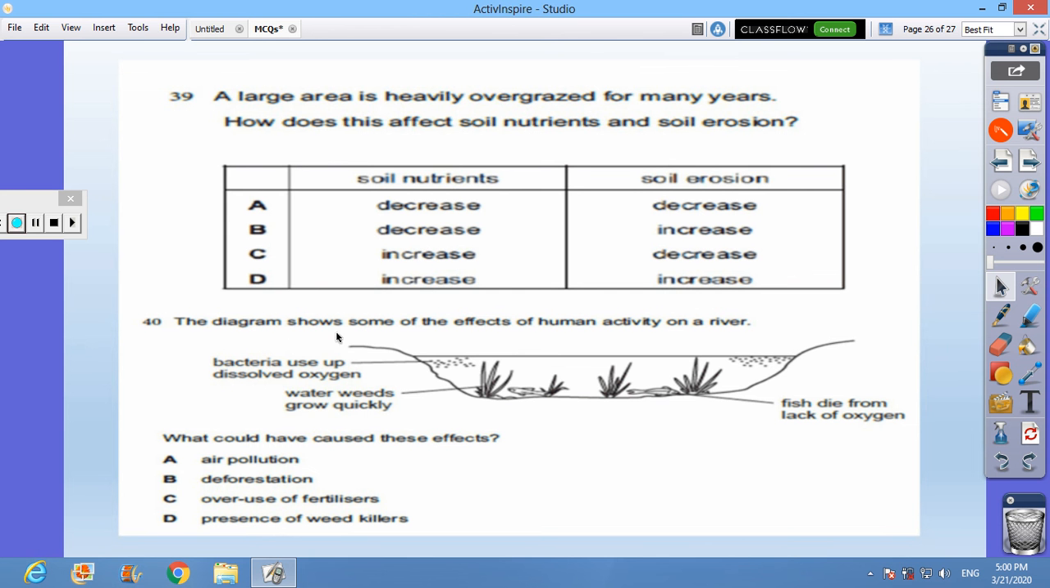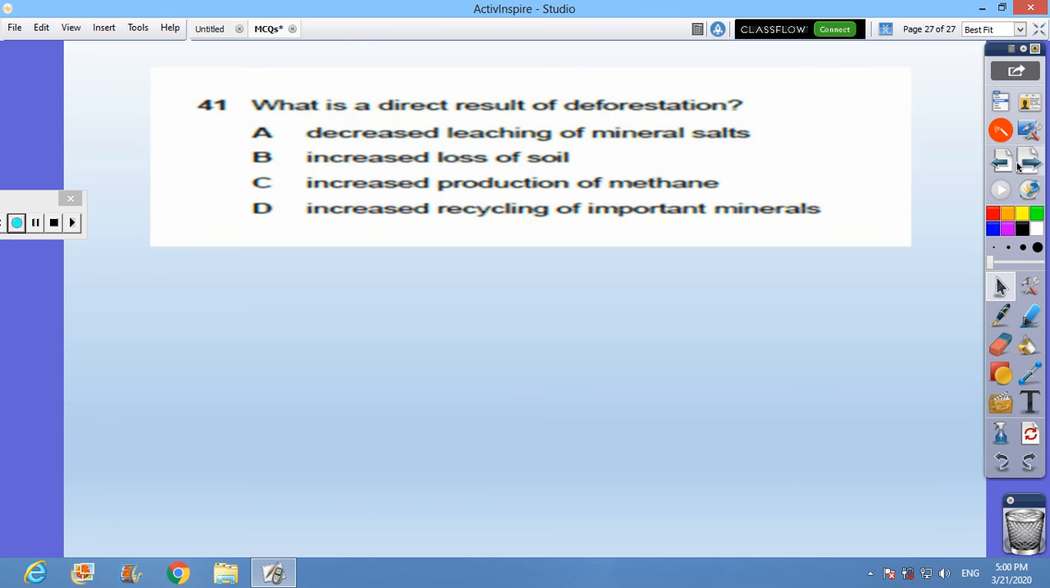40. The diagram shows some of the effects of human activity on a river. What could have caused these effects? The answer is C. Overuse of fertilizers. 41. What is a direct result of deforestation? The answer is B. Increased loss of soil.